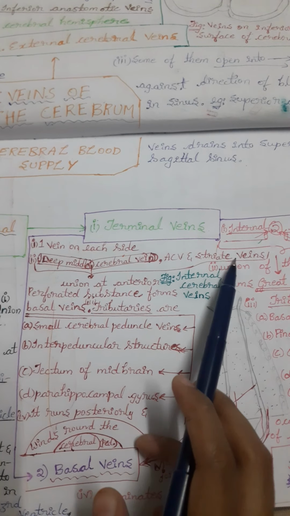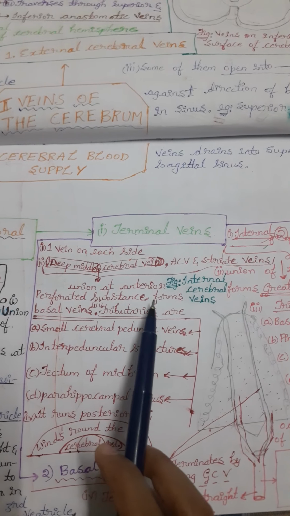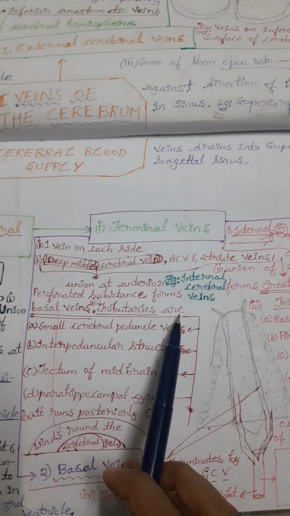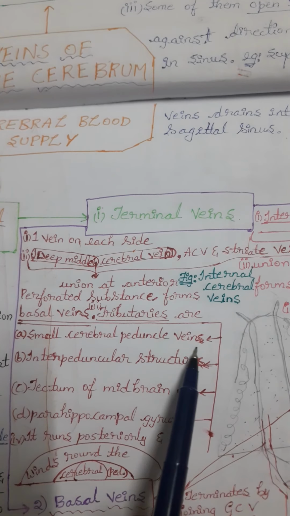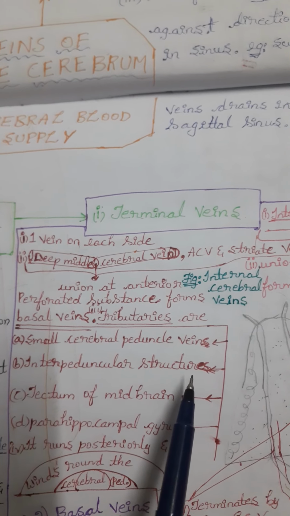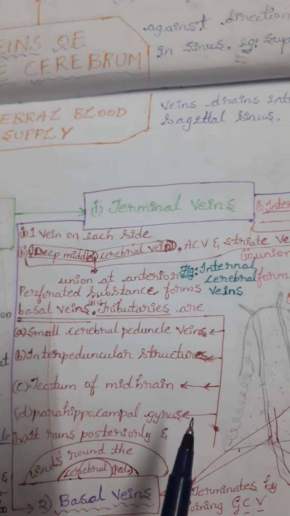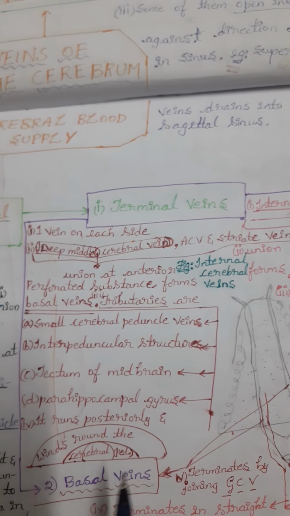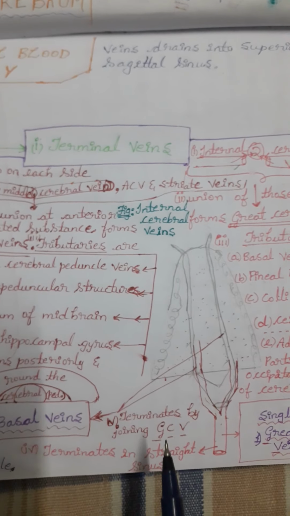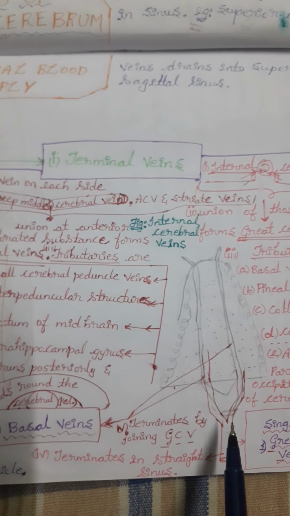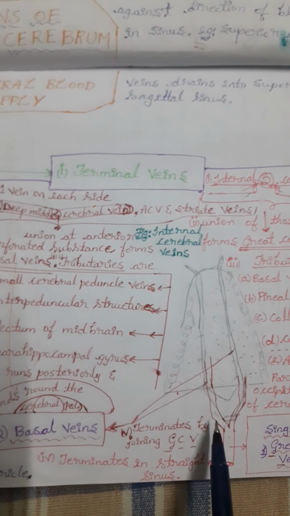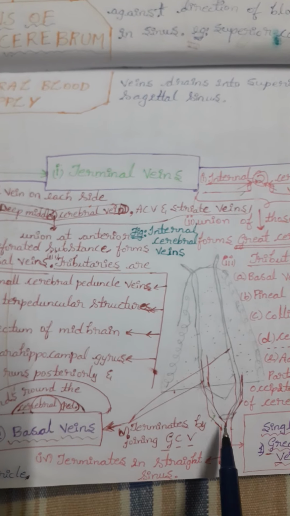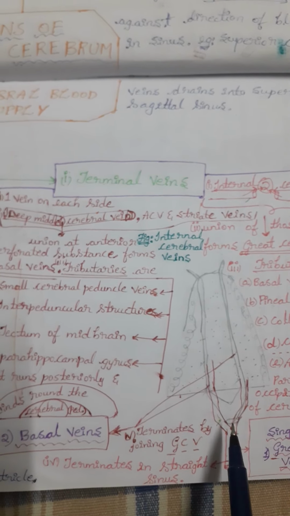These three veins will unite at anterior perforated substance and form basal veins. Tributaries of basal veins are small cerebral peduncle veins, interpeduncular structure, tectum of midbrain, parahippocampal gyrus. It runs posteriorly, winds around cerebral peduncle, and terminates by joining the great cerebral veins.